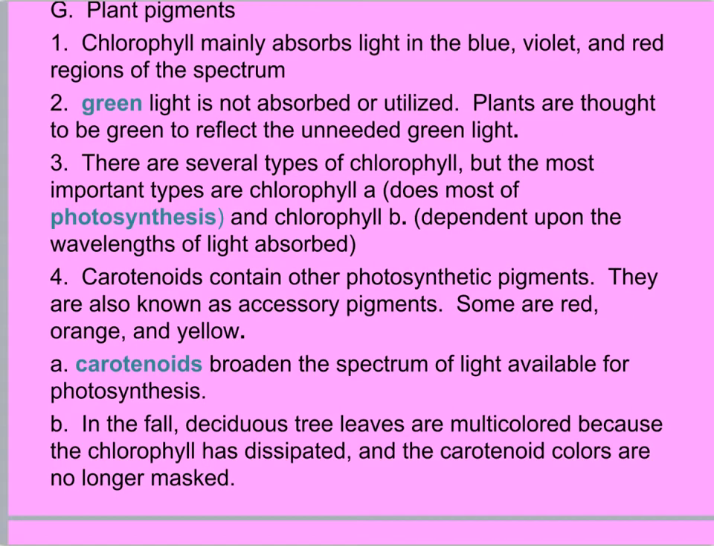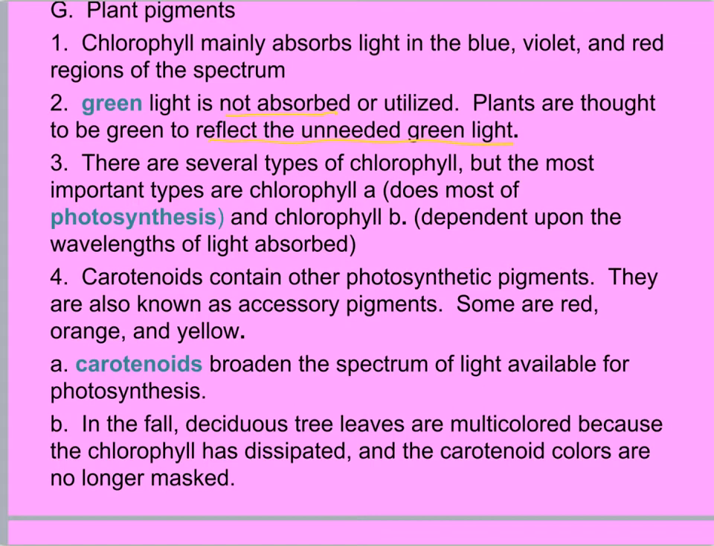So, pigments in the plant. Chlorophyll is green, so it mainly is going to absorb light in the blue, violet, and red parts of the visible light spectrum that I showed you earlier. Things that are green are not going to absorb green light. What the physicists think is that if an object appears to be green, then it is reflecting the light that it does not use. So it's thought that plants are green because they're reflecting the green light that they do not use. So they're going to use the other colors.